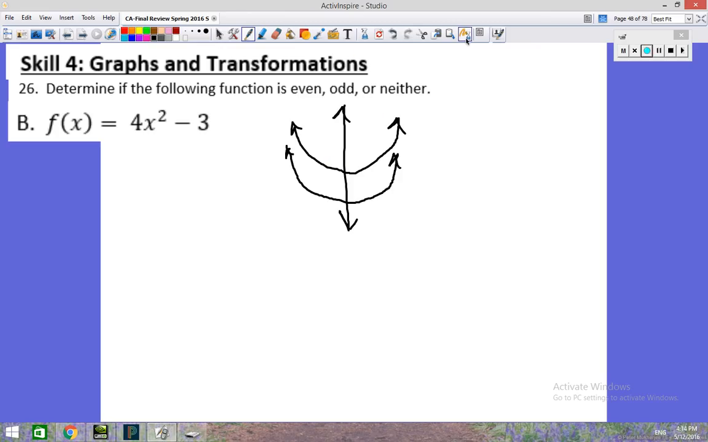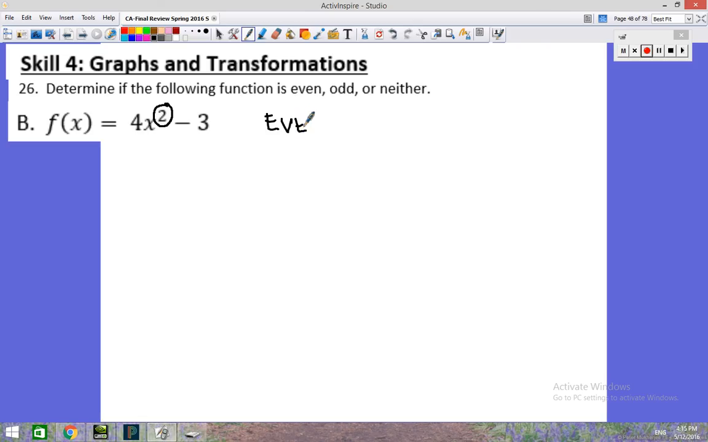So adding and subtracting does not ruin the symmetry with respect to the y-axis like it would with respect to the origin. I've got an even exponent there on x. It doesn't matter whether that's a 0 or a minus 3 or a plus 5 or a 1/2. Doesn't matter what we're adding. It's not going to ruin that symmetry. This graph is symmetric with respect to the y-axis.